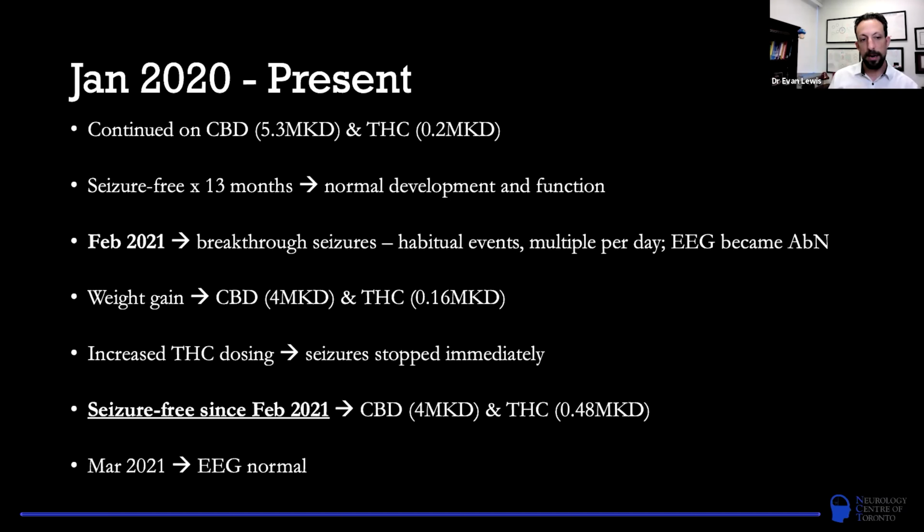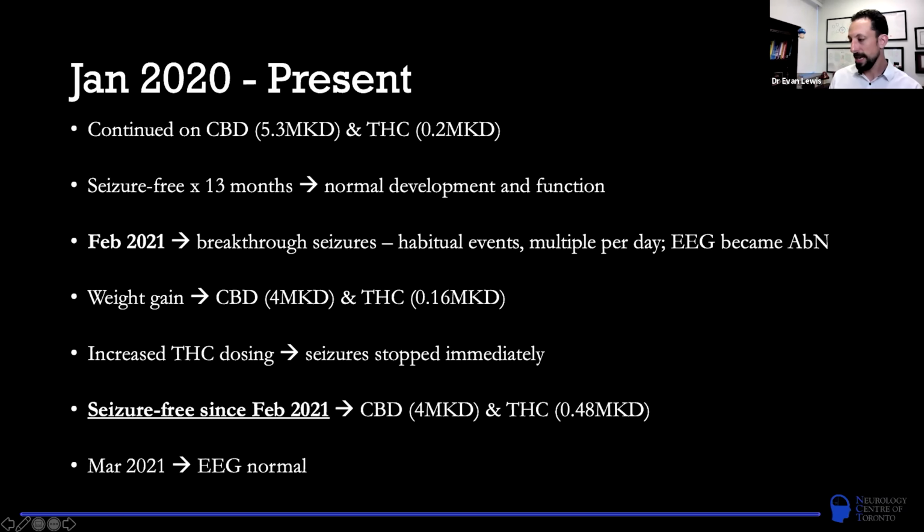As you can see there, February 2021, she goes back up on the THC. So it went from 0.16 to 0.48, CBD unchanged, seizure free, neurologic deficits are gone. Her EEG normalizes again in March 2021, and she's been seizure free since.